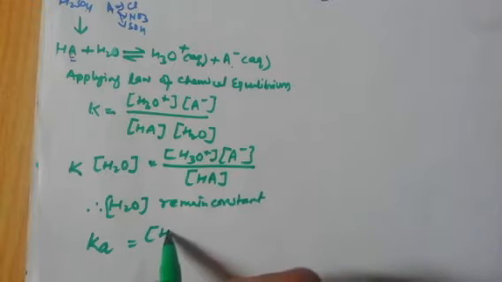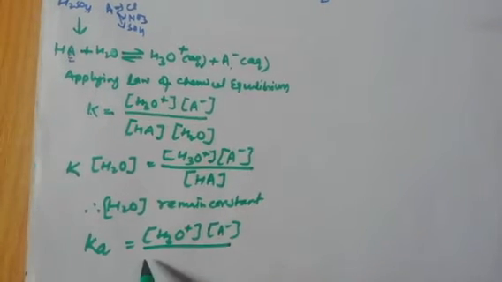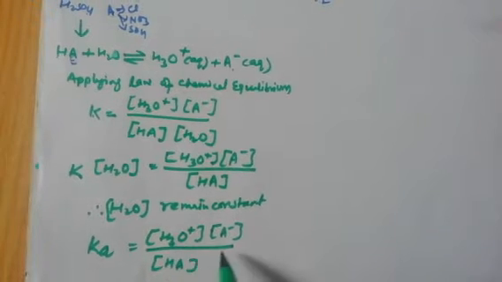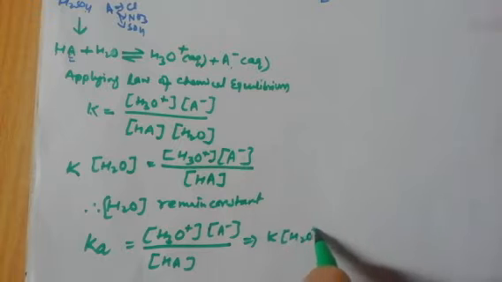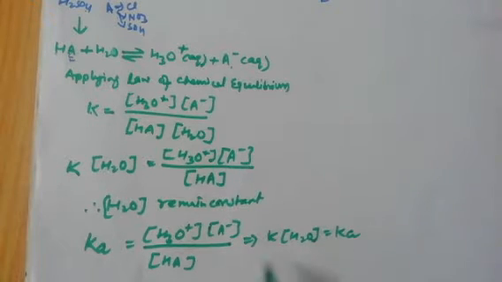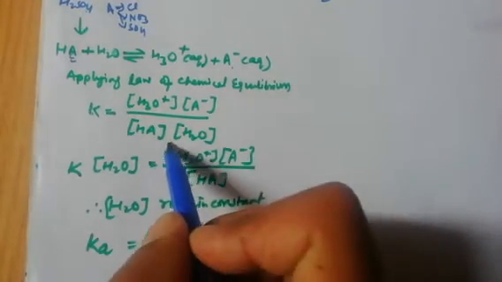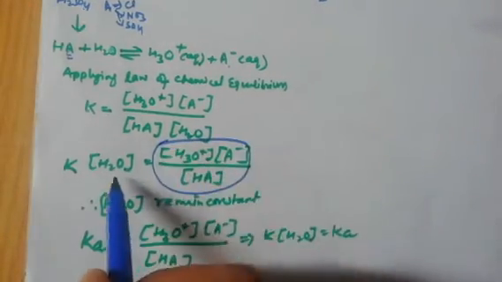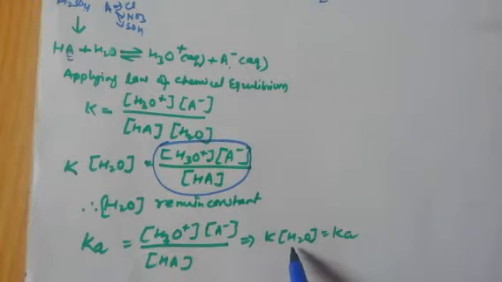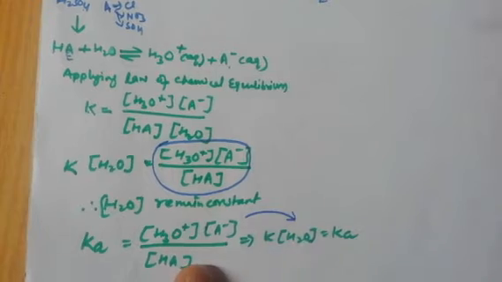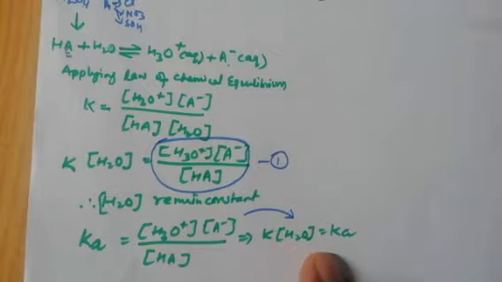Ka is equal to [H3O+][A-] upon [HA], or K[H2O] is equal to Ka. Because you can see, in place of this we can write K[H2O]. So in place of this we have written K[H2O], and by putting the equation from equation 1, we get K[H2O] is equal to Ka.